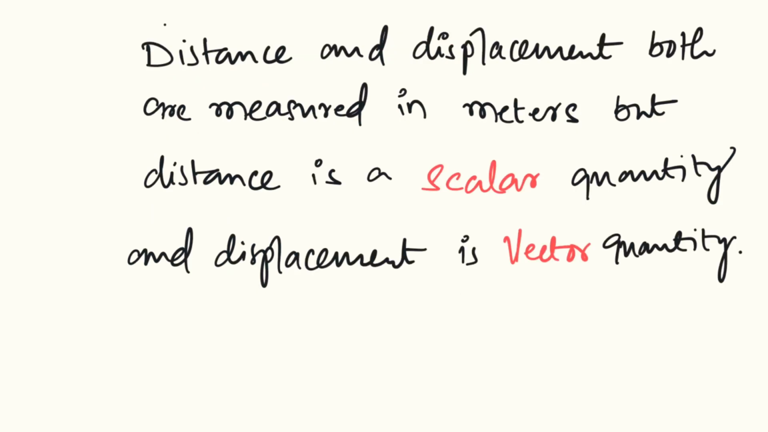And you know, distance and displacement both are measured in meters, but distance is a scalar quantity and displacement is a vector quantity. So you have to keep this in mind. Scalar quantity and vector quantities. Vector means which has both magnitude as well as direction. Scalar means only the magnitude. So that makes a lot of difference between distance and displacement.